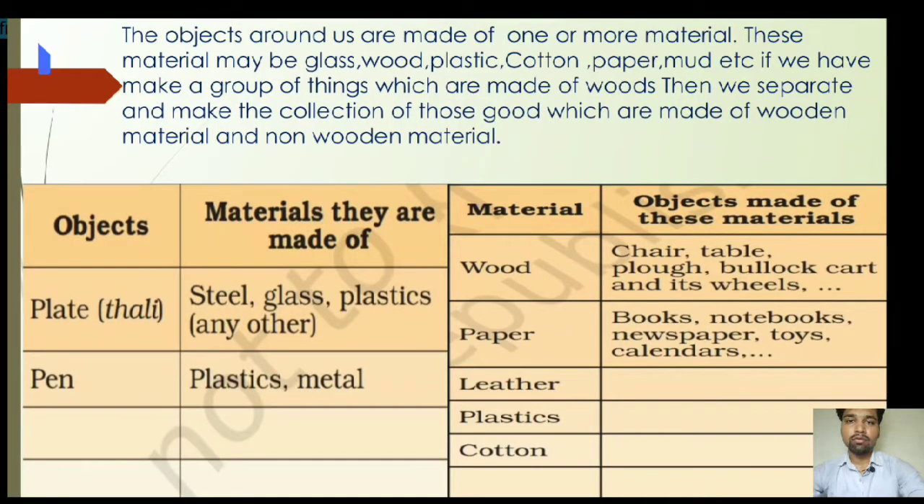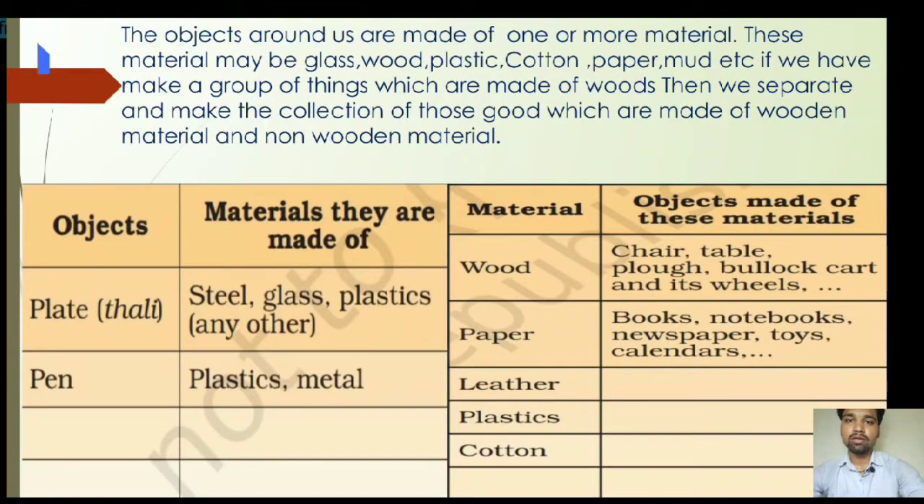Friends, as we know, one object can be made of different types of materials. These materials may be, for example, glass, wood, plastic, cotton, cover, paper, mud, etc. Friends, if we have to make a group of those items which are made of wood, then we will separate only wooden items, not the others.